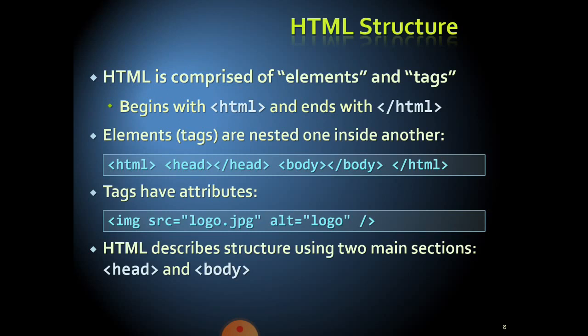For example, we have the html tag, head tag, body tag. There are two types of tags: paired tags and unpaired tags. The head tag, body tag and title tag are all paired tags.